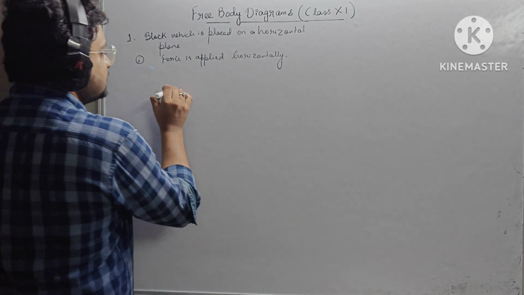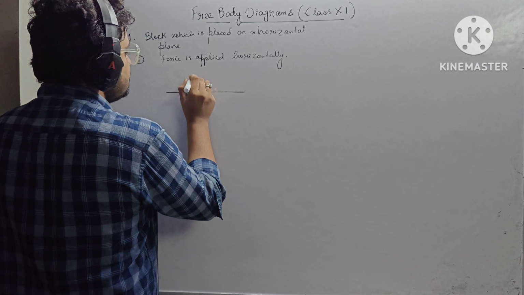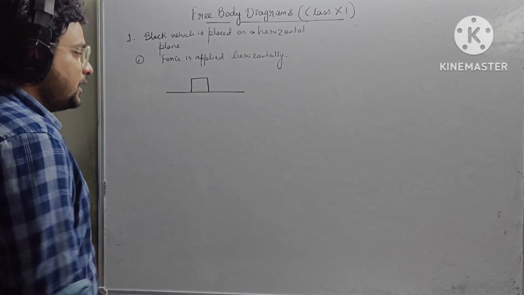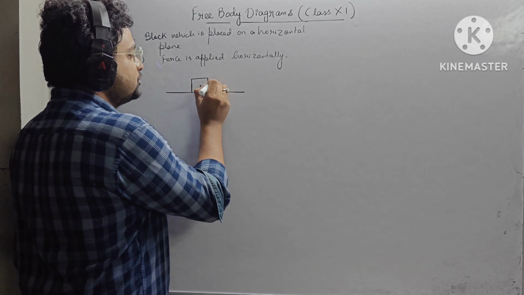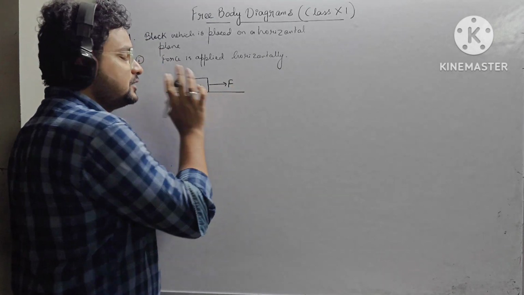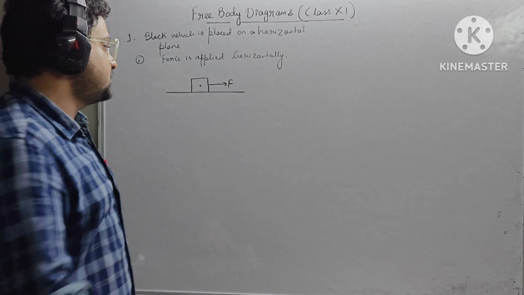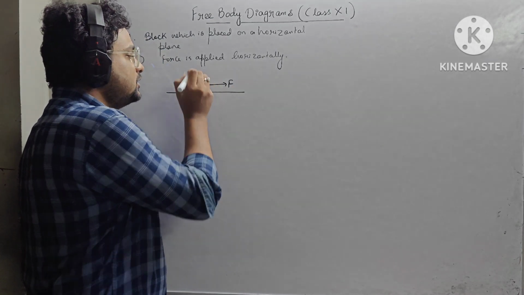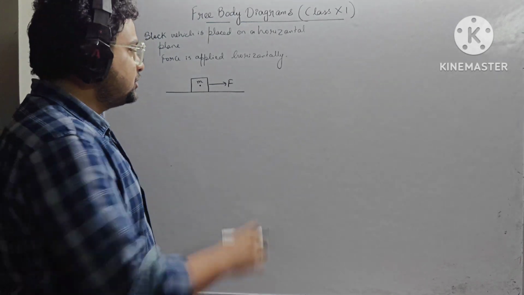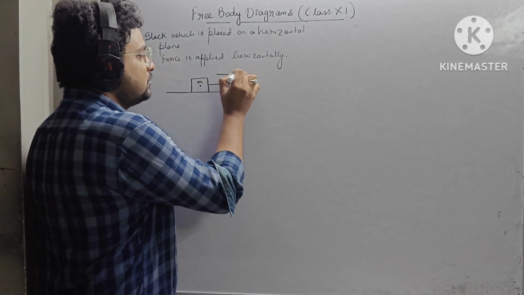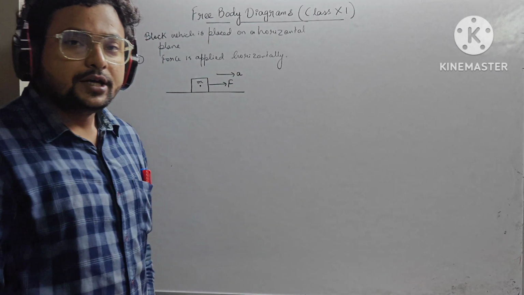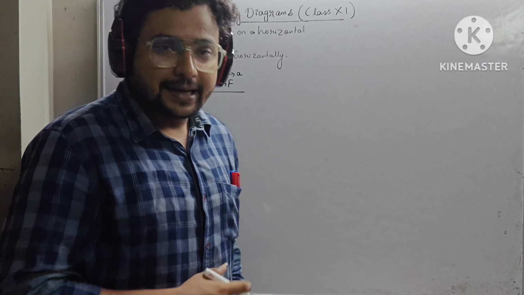So suppose this is a body. And over here, I am applying a force in this direction. This is the force which is being applied in this direction. Suppose the mass of the body is m. So this force will produce an acceleration a on the body. Now our task is to find out the acceleration.